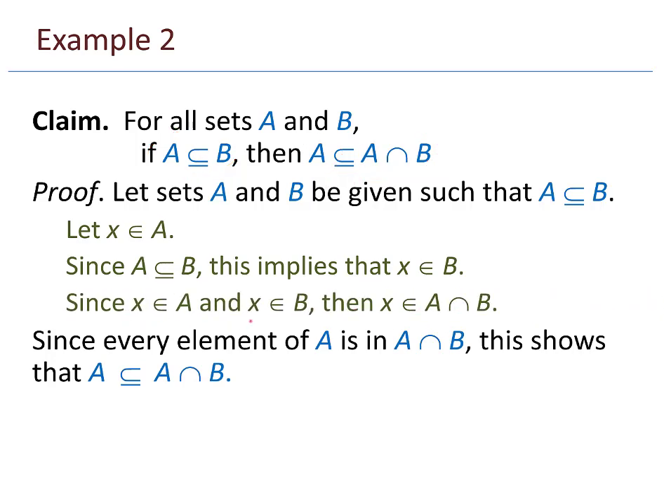Since X is in A and X is in B, then X is in A intersect B. So I started off by saying X was in A, and I ended up showing that X was in A intersect B. So that shows the containment that I want.